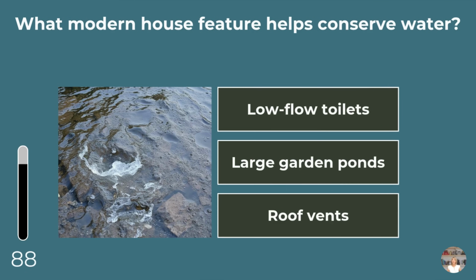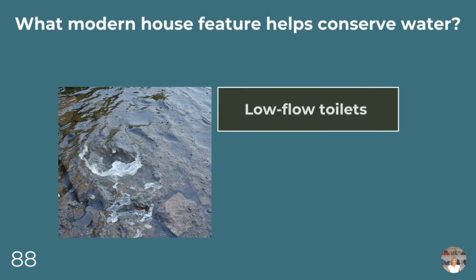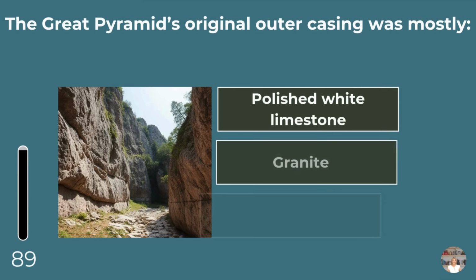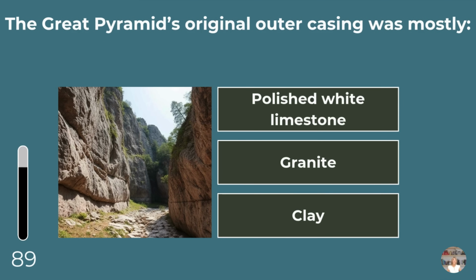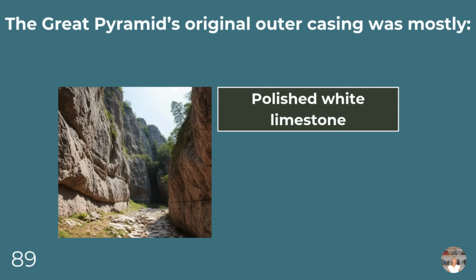What modern house feature helps conserve water? Low-flow toilets, large garden ponds, or roof vents? Low-flow toilets. The Great Pyramid's original outer casing was mostly polished white limestone, granite, or clay? Polished white limestone.